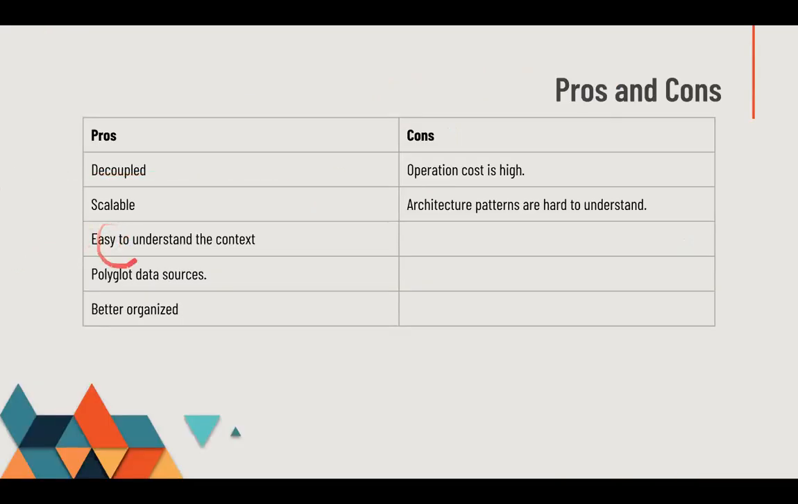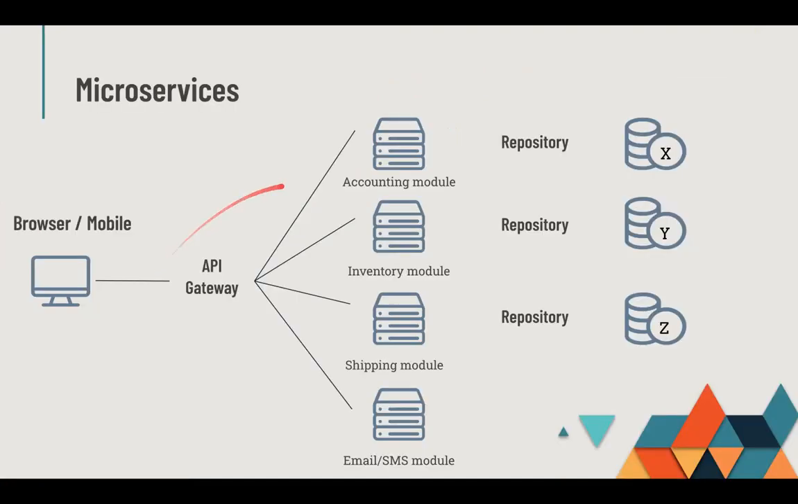And the next thing is that it is easy to understand the context. Whenever we are developing a microservice application, the best practice is that the accounting module will be handled by a separate team. So let's say we have a domain expert in accounting, one person or maybe two, and two developers and two QAs who will be working with the accounting module only.